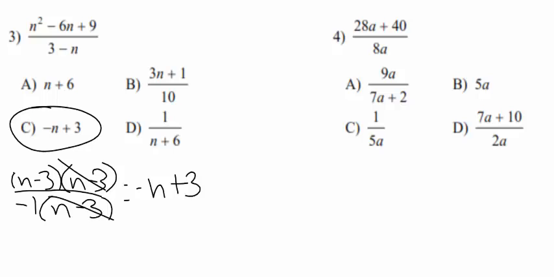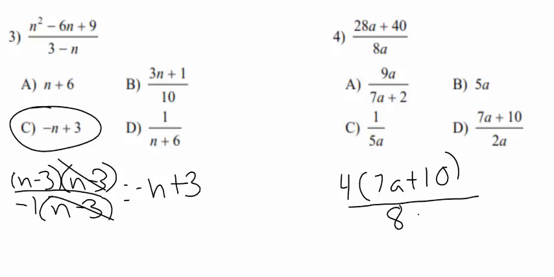Alright, so number 4. We look at this and say, well, 28a and 40 both share a 4 in common. So that means we would factor to 7a plus 10, all over 8a. So now we can divide the 4 and 8 both by 4. So we'd have 7a plus 10 all over 2.